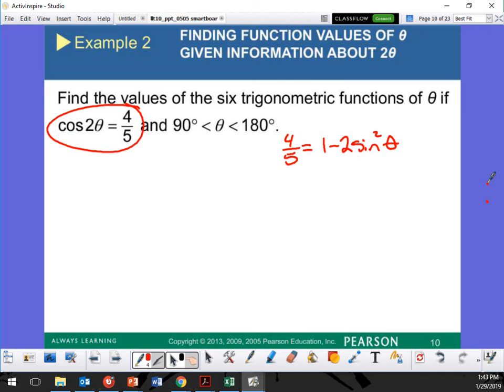So we're trying to get theta by itself. I'm trying to find what sine theta is supposed to equal. From here, I'm going to isolate sine theta, then do it again for cosine theta. So let's take a look. I'm going to start by subtracting 1 from both sides, so minus 1, minus 5 over 5.